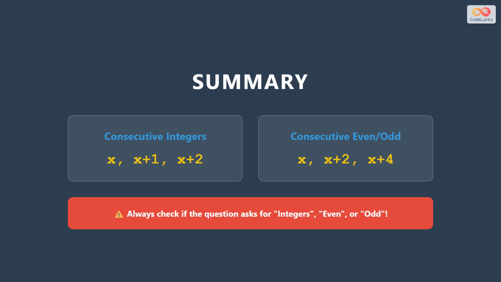To wrap up, remember these 2 patterns. For regular consecutive integers, add 1 each time: x, x plus 1, x plus 2. For consecutive even or odd integers, add 2 each time: x, x plus 2, x plus 4. Always read the question carefully to see which type you need.